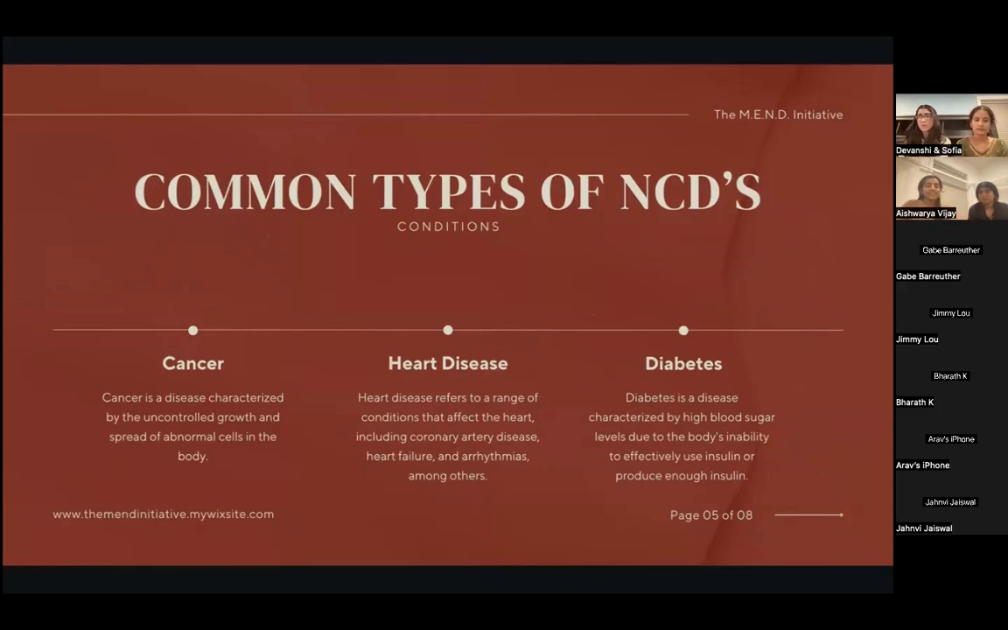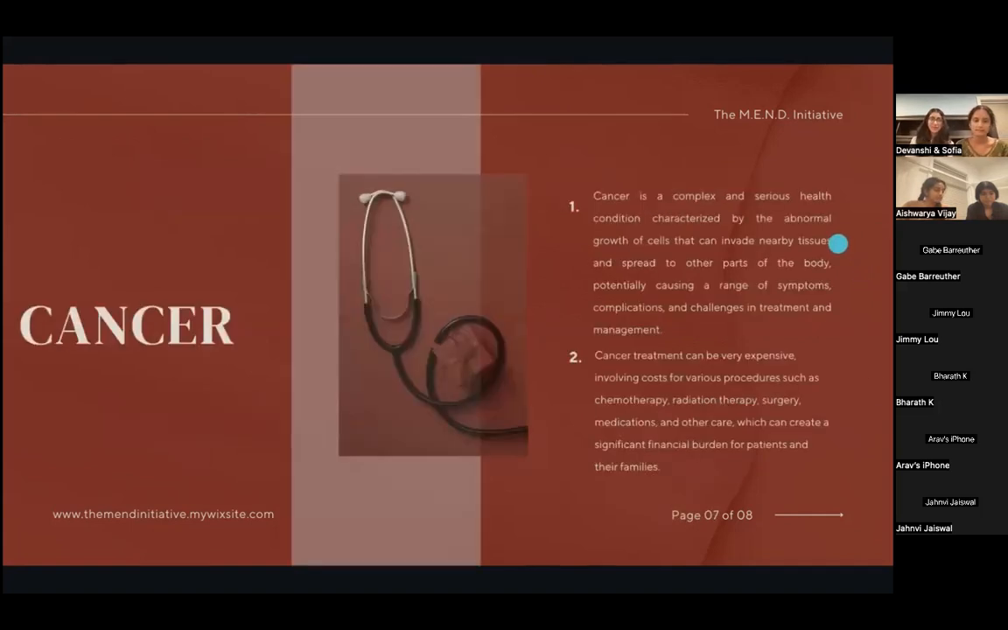Some common types of NCDs are cancer, heart disease, and diabetes, like I said before. These three are really prevalent, and they're three of the most important that we think most people should know about. Cancer, if you don't know already, is a disease that's the uncontrolled growth of abnormal cells in the body. Heart disease refers to a range of conditions that affect the heart, and diabetes is a disease due to high blood sugar levels in the body, which is usually managed by insulin. There's more on this in slides that are coming up.